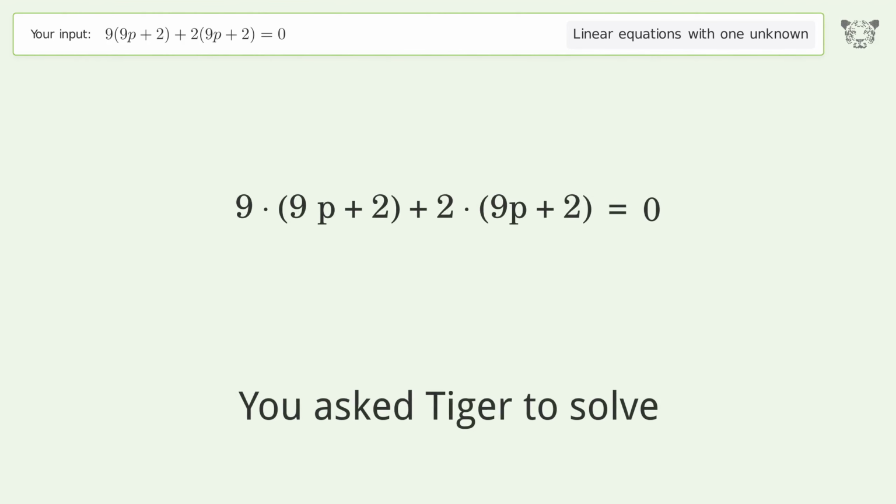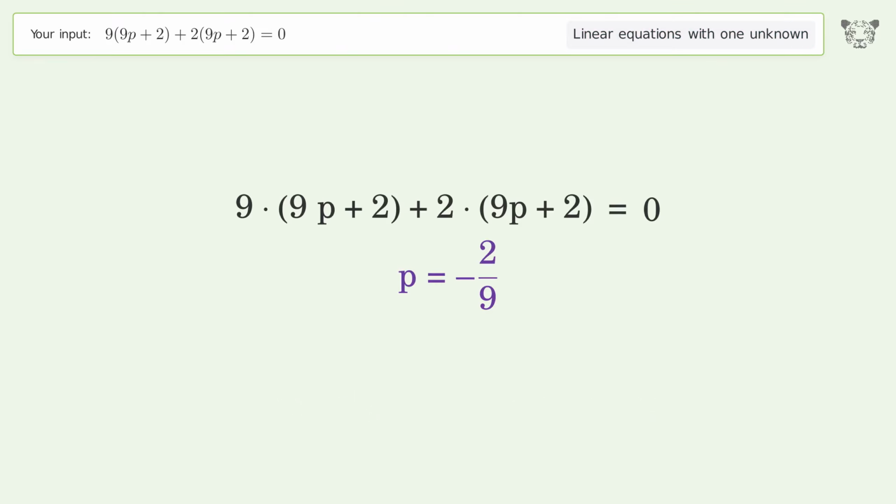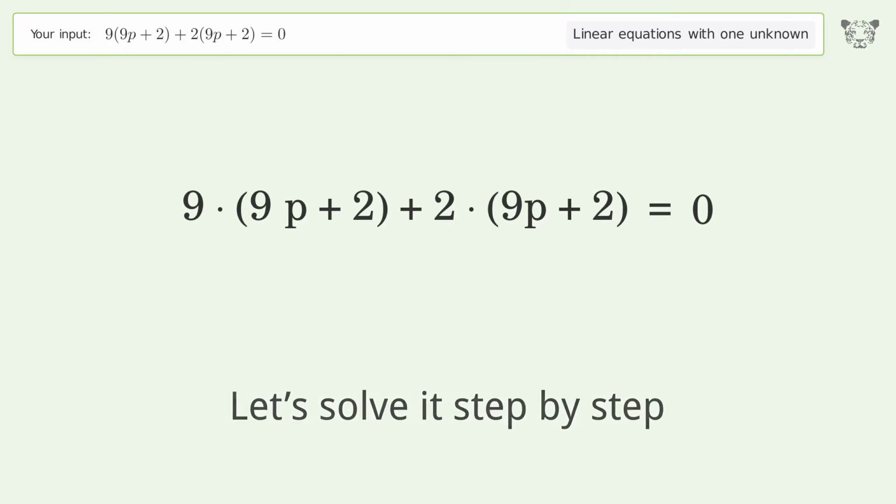You ask Tiger to solve. This deals with linear equations with one unknown. The final result is p equals -2/9. Let's solve it step by step.